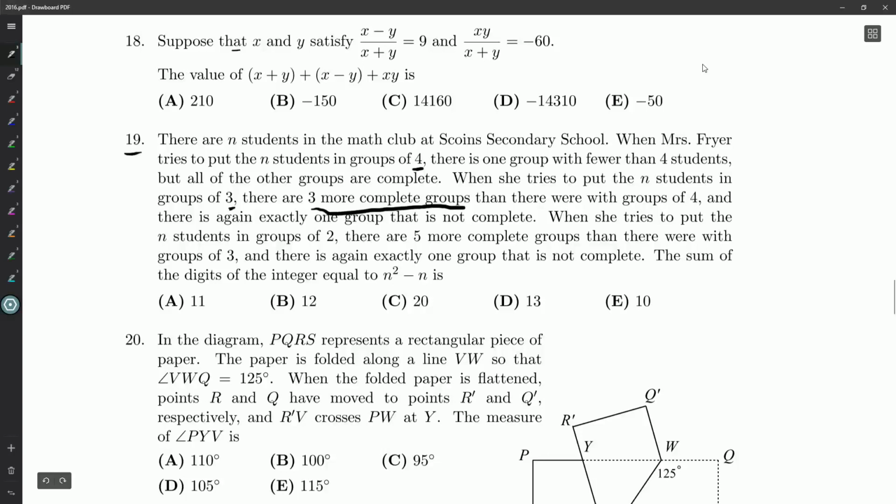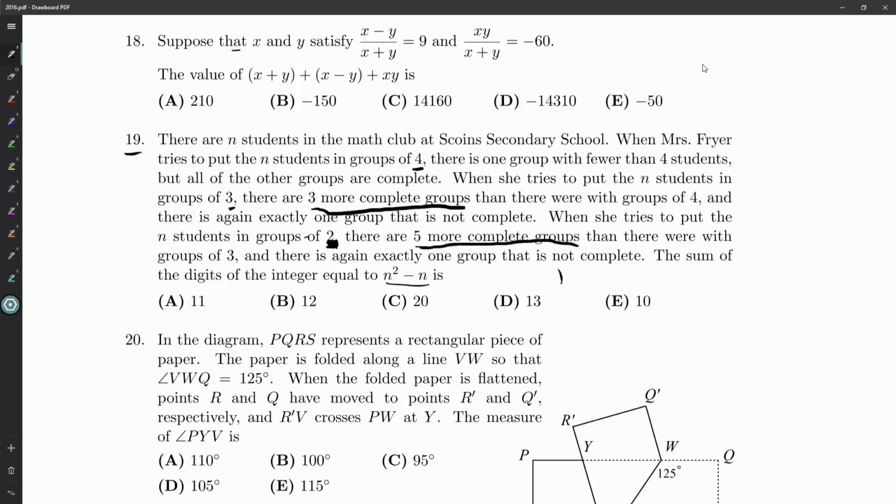When she tries to put the N students in groups of 2, there are 5 more complete groups than there were when she split them into groups of 3, and there is again exactly one group that is not complete. So if it's a group, it's got to have at least one person in it, but it's not complete, so it can't have 2 people in it, so it's got to have one person in it. And we just want to figure out the sum of the digits of the integer that's equal to n squared minus n. Now, I think this question was on all 3 papers this year, Pascal, Cayley, and Fermat.